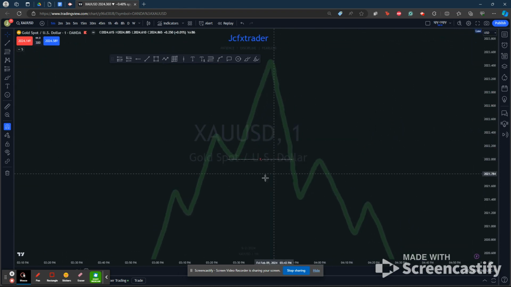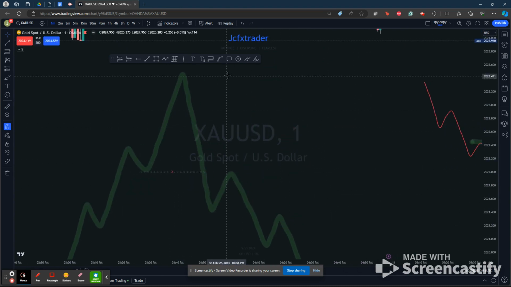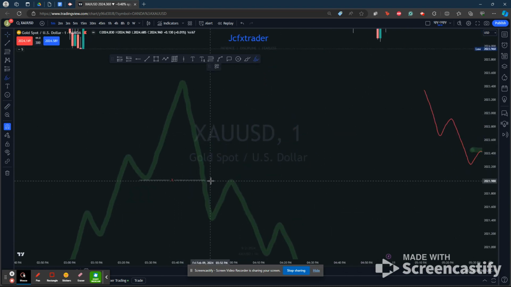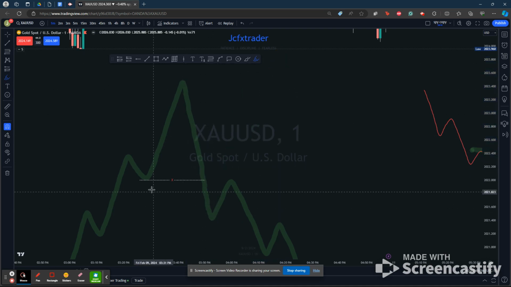This break of structure right here means that price came down and broke the structure, right? Because if price were to keep continuing in an uptrend, price would come here, come to this high, come here, and then back up, right? But see how price came down and broke the structure, right?